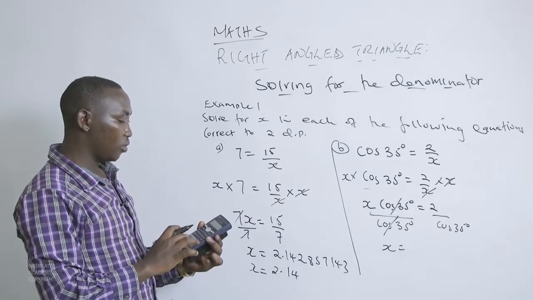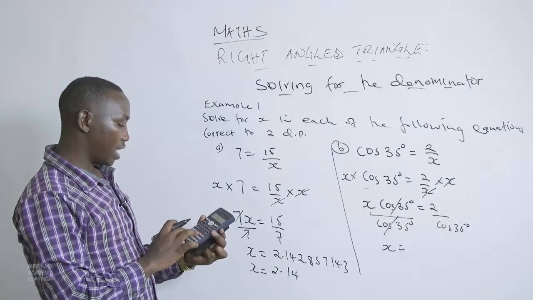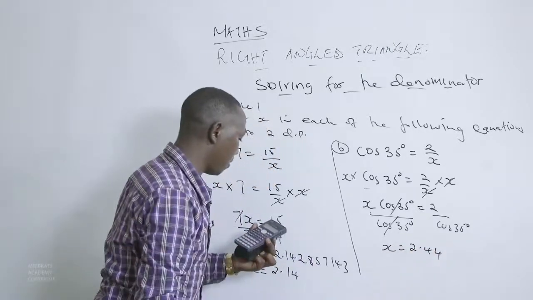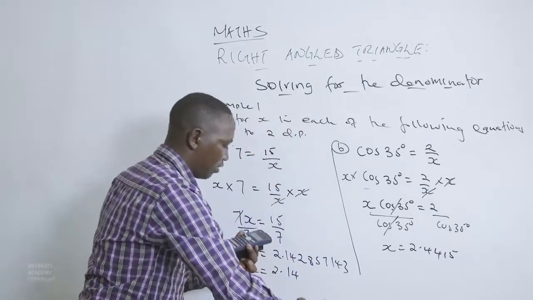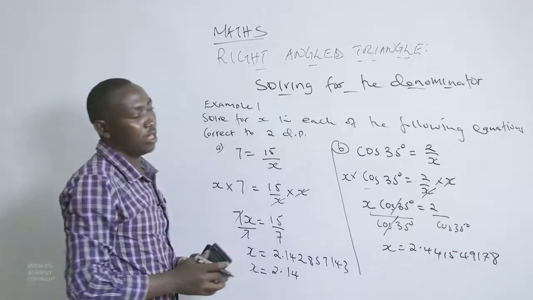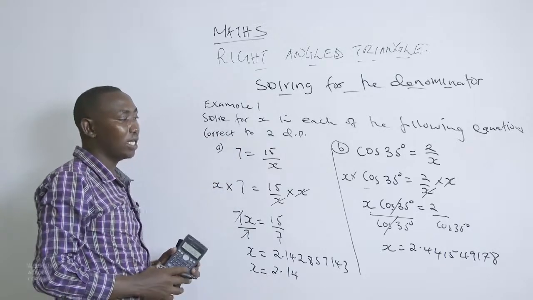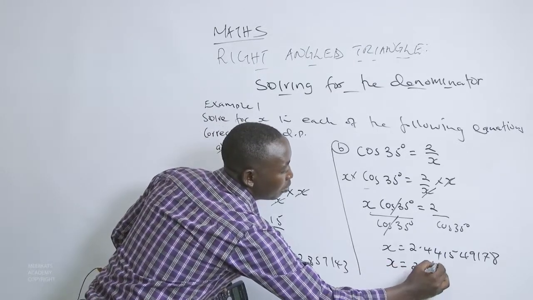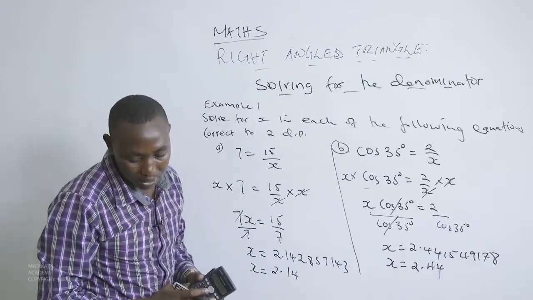So x will be equivalent to 2 divided by the cosine of 35 degrees, which will leave us with 2.44154917 units. Again, according to the question, we are required to write our answers correct to 2 decimal places. That means that our x shall be equal to 2.44 units, that is to 2 decimal places.